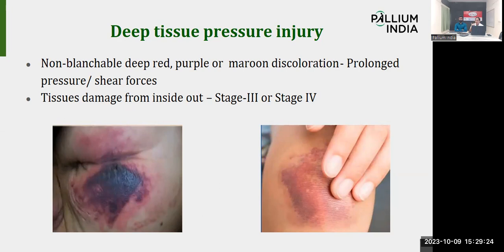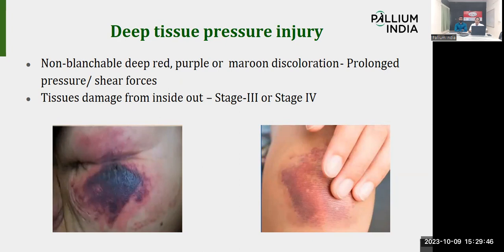The circulation is impaired, and because of that, the blood has accumulated and been retained there, right? So it can be said like that. Maroon discoloration will be there, and once force or any kind of friction is applied, it can go into 3rd or 4th stage, right?